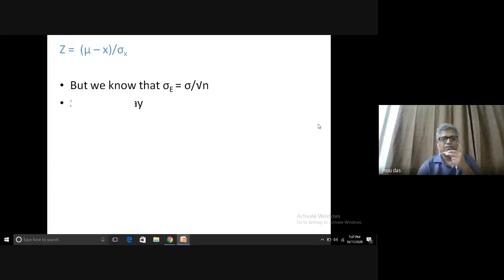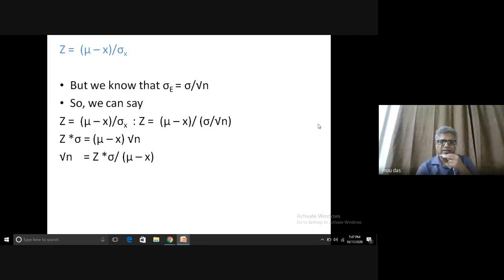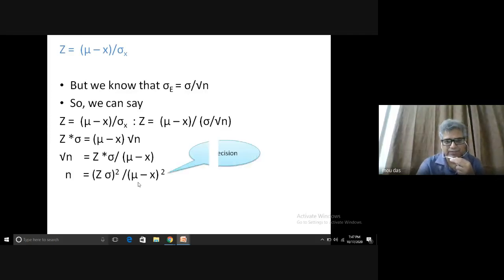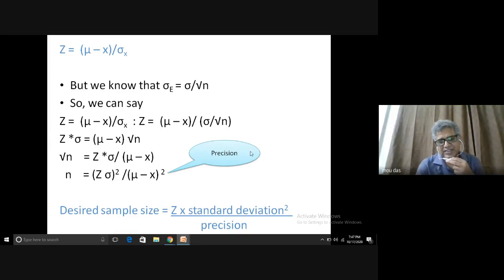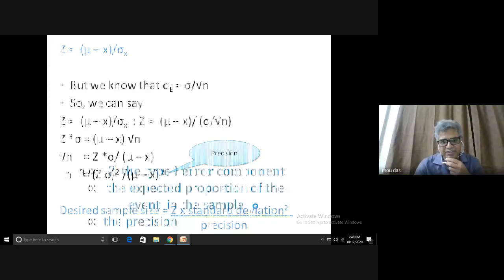So from that we can do the calculations and find the value of mean, and we come to this formula: n is equal to Z into sigma whole square by (mu minus X) whole square. This mu minus X is nothing but the precision. So the desired sample size, we have already discussed. We get the same formula: Z, that is the error component, into the variance component, divided by precision.